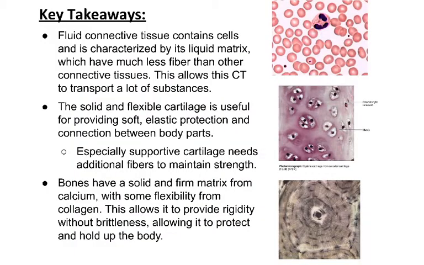All right, takeaways. Fluid connective tissues, as a recap, contain cells and are characterized because of that liquid matrix around those cells, which have much less fiber than other connective tissue types, which also, because it's fluid, allows it to transport a lot of substances inside that matrix. The solid and flexible cartilage is useful for providing soft, elastic protection and connection between body parts. And especially supportive cartilage, things that you need to provide extra support from force, needs extra fibers to help maintain strength so that it can hold its shape and not get damaged right away.